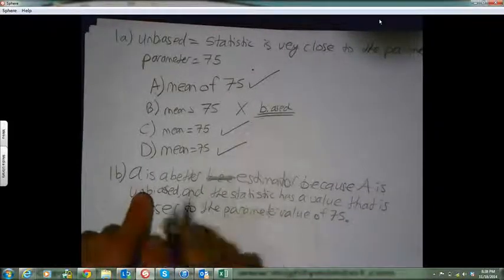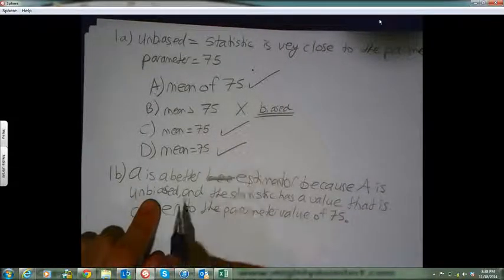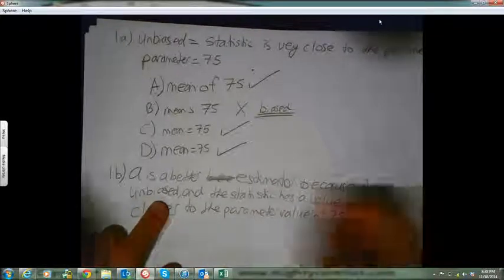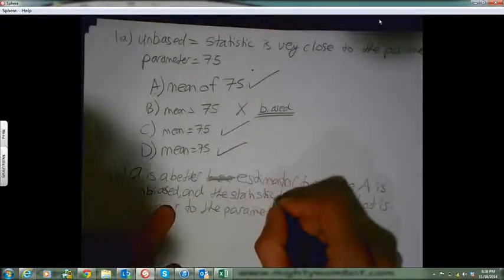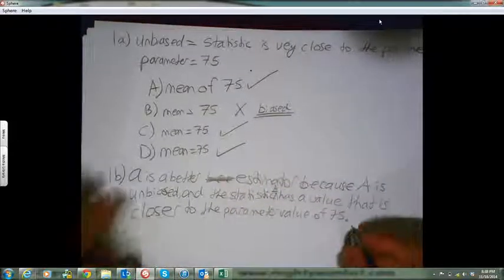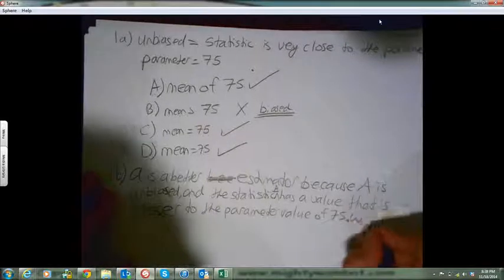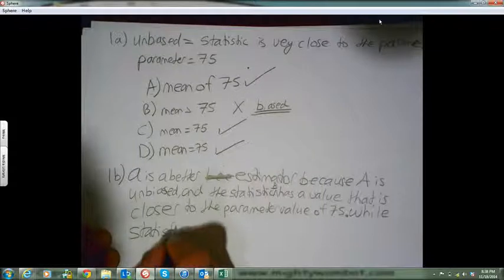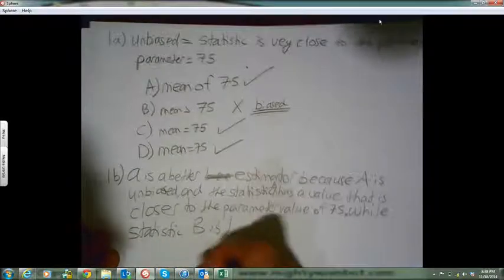So basically, what did I say here? I said A is better because A is unbiased and B is biased, and also the statistic, let's call it statistic A, has a value that is closer to the parameter value 75, while, let's add a little bit more, while statistic B is biased. Okay.